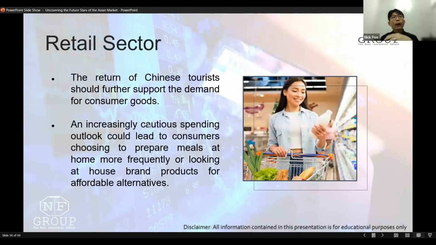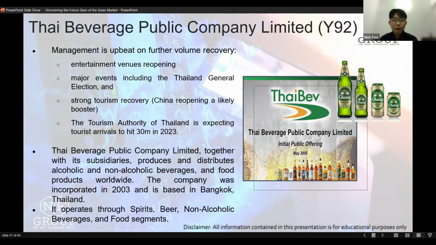Okay, and I think another sector you should focus on will be the retail sector, because the return of Chinese tourists should further support the demand for consumer goods, right? Thai Beverage Public Company Limited. I think this is one of the counters that investors are quite interested in recently. All right, I think everyone loves Thailand, right?